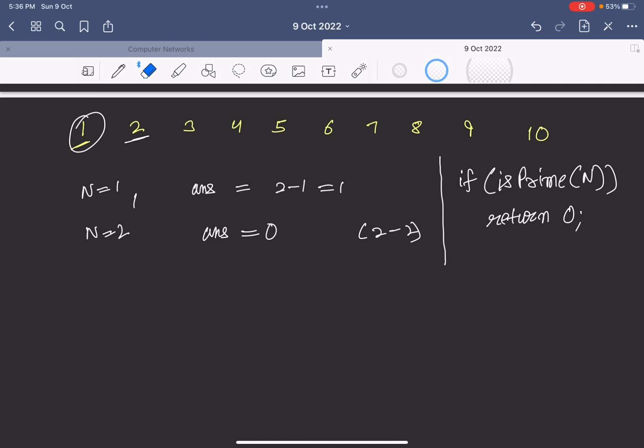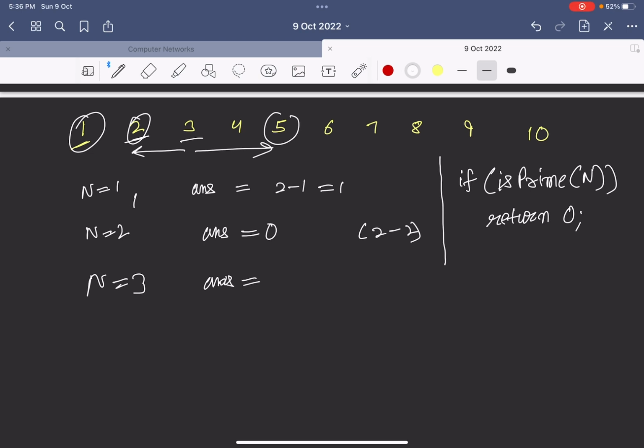Now if n is 3, then we know which is the closest prime. I have options 2 and 5, but 5 is 2 units ahead of 3 and 2 is 2 units behind... sorry, 1 unit behind the 3. So the answer will be 1. Minimum distance is with 2. The answer will be 1 here.